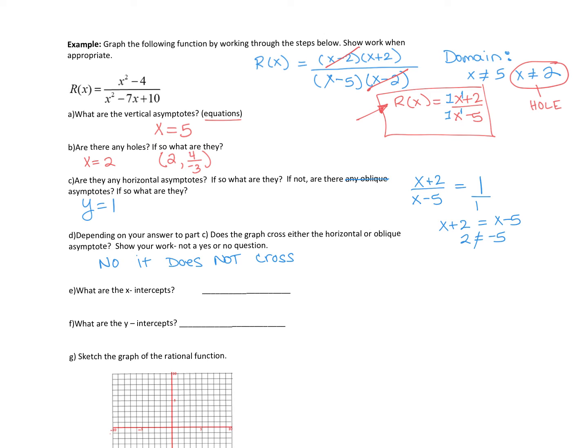We want to know what the x-intercepts are. So we're going to set y equal to 0. And in this case, the function equal to 0. So x plus 2 over x minus 5, cross multiplying, we get x plus 2 equals 0, or x equals negative 2. For the y-intercepts, we're going to set x equal to 0, and we will get r of 0 is negative 2/5.